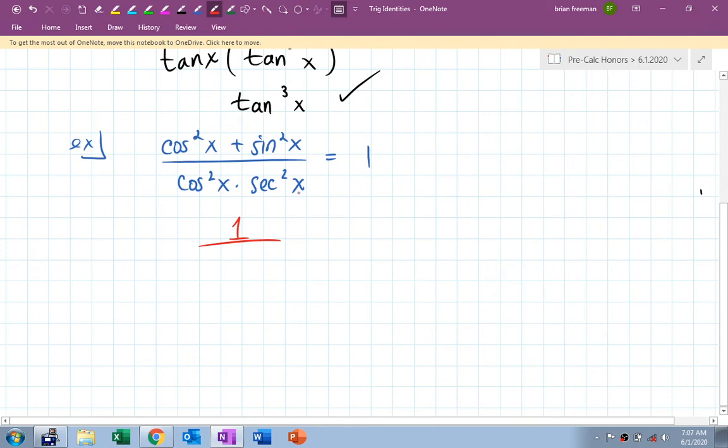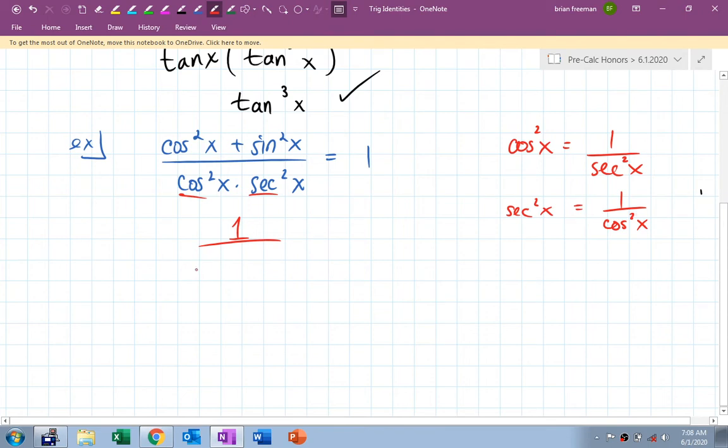Now you could look at a Pythagorean identity right here. However, cosine and secant are reciprocals of each other, right? Because cosine of x is equal to 1 over the secant of x, and the secant of x is equal to 1 over the cosine of x. So if I square them, I just add squares, and we're kind of good.